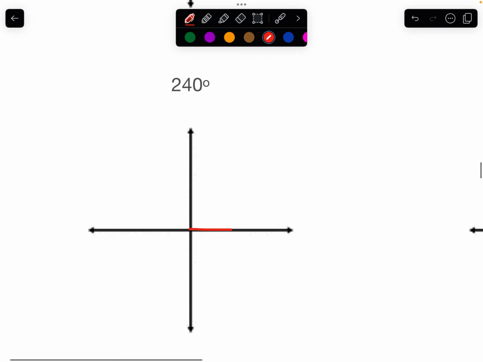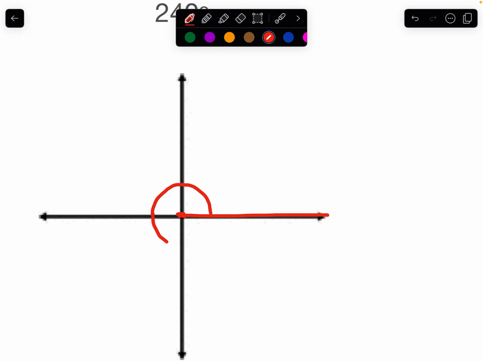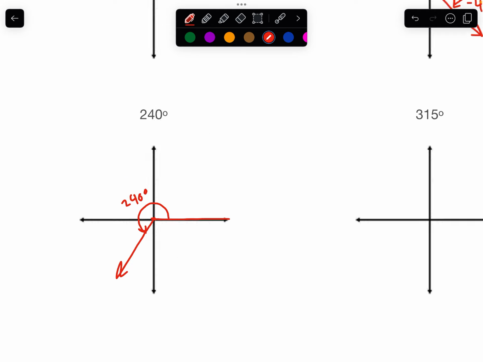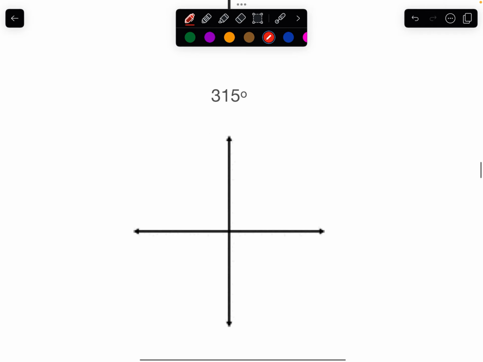240 degrees, here's our initial side. Here's the origin. 90, 180. We need 60 more to get to 240. Well, 60 is more than 45, which is halfway through, so we've got to go more than halfway through this quadrant. We're going to be closer to 270 than we would be to 180, and my sketch reflects that there. 315 degrees, rotating in the positive direction. Here's 90, 180, 270. 315 would be 45 more, which is halfway through that quadrant.